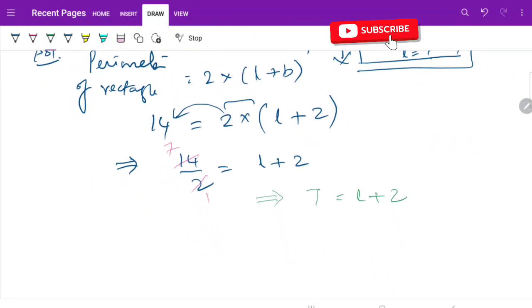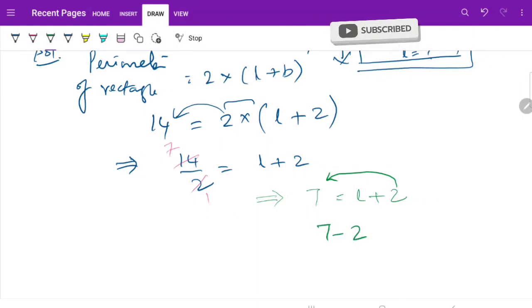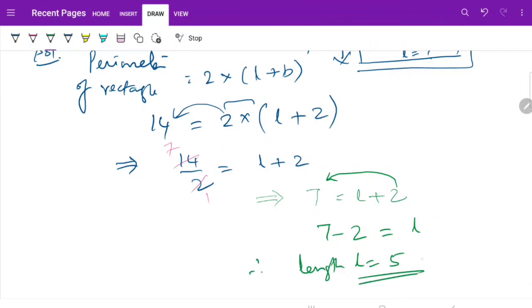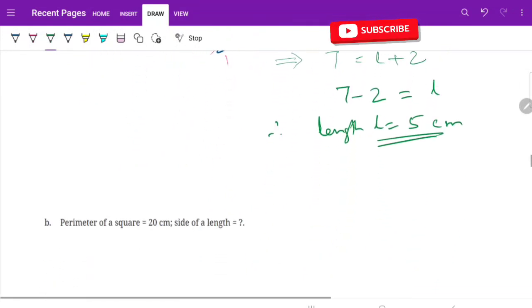Now we need to find L, so we need to send this 2 to the other side. This is not transpose actually. So this is plus 2. When it goes to the other side, it becomes minus 2. If it is minus and goes to the other side, it becomes plus. If it is plus, it becomes minus. So 7 minus 2 is equal to L, that is length. That means L is equal to how much? 5. So therefore the length of the rectangle is 5 centimeter, because it is given in centimeter, you have to write in centimeter.